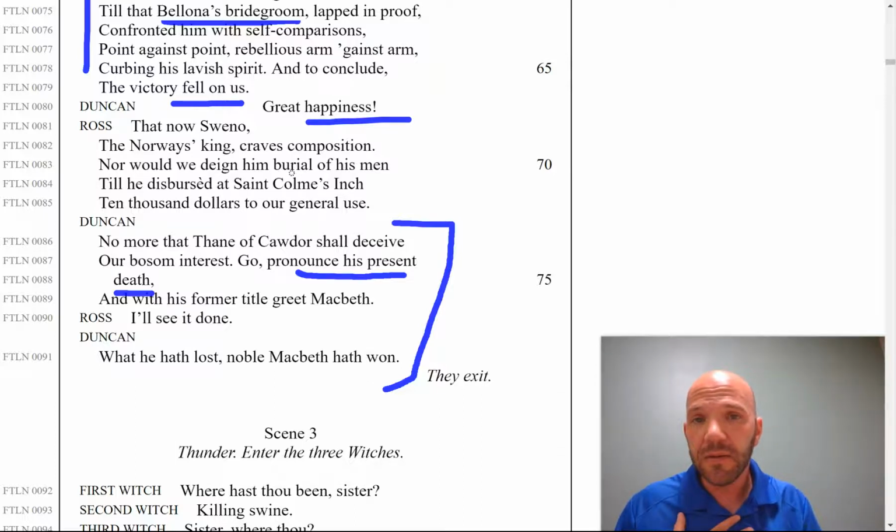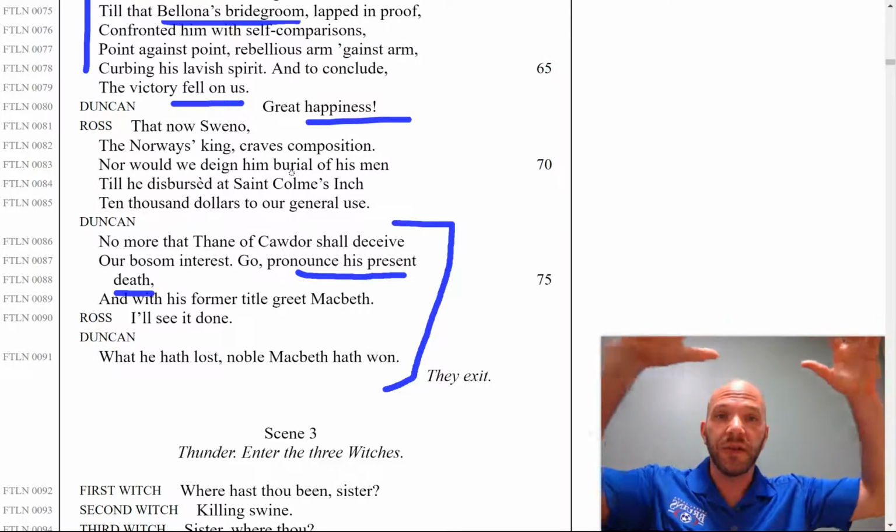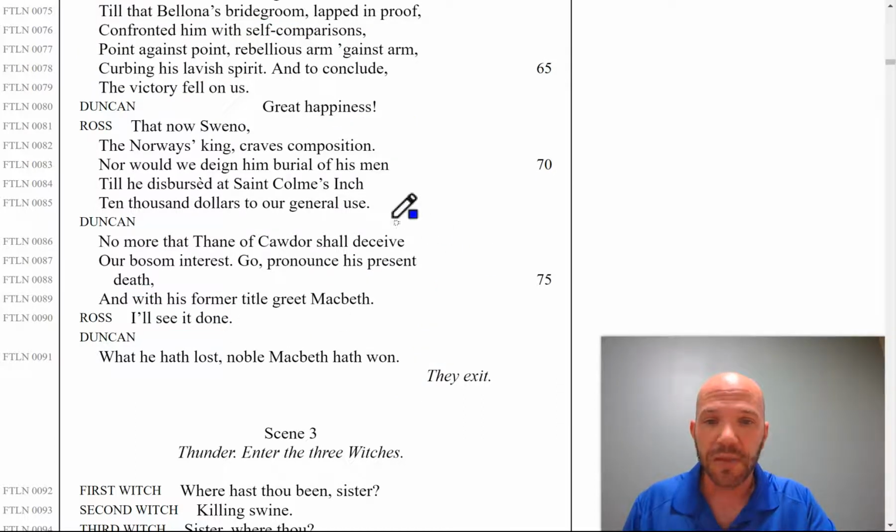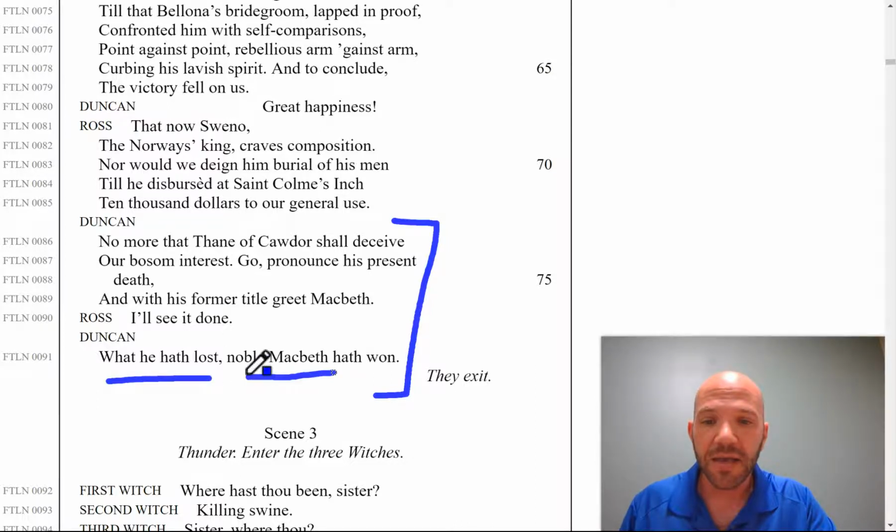So what does that mean? Thane of Cawdor is dead, and now Macbeth gets a promotion to that title of Thane of Cawdor, based on the previous report, obviously, that Macbeth saved the day, a couple times here. All right. Ross says, "I'll see that done." And then we get this great line. Notice these rhyming couplets at the end, which Shakespeare often does to kind of add emphasis. What he hath lost, noble Macbeth has won.